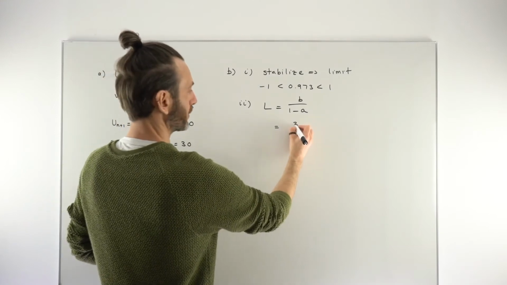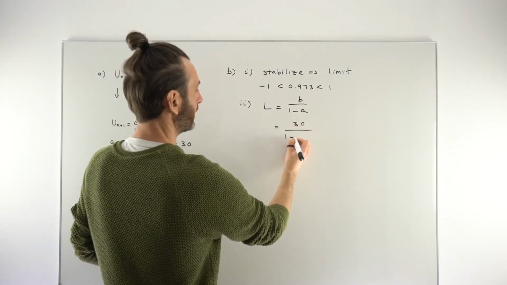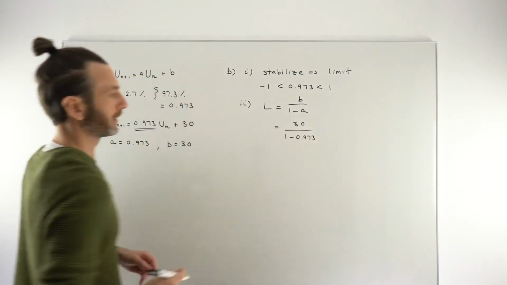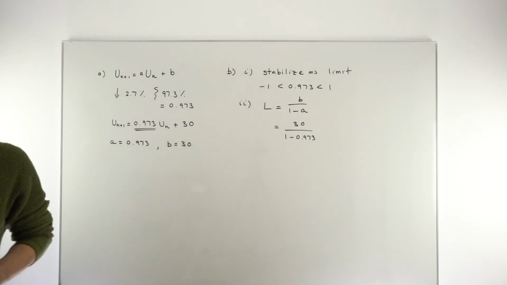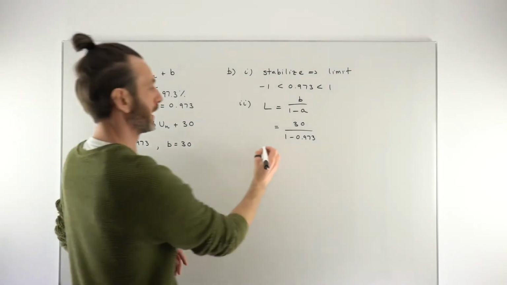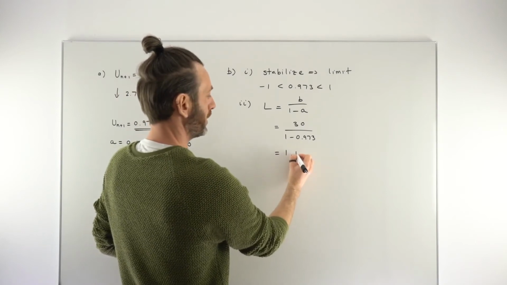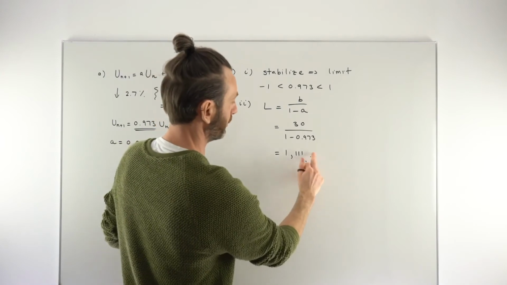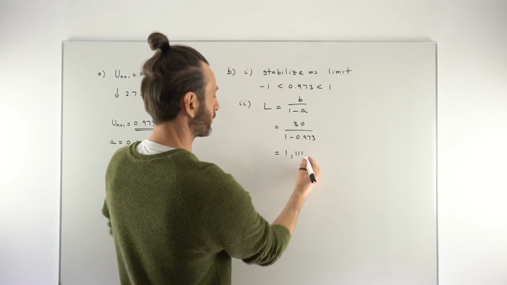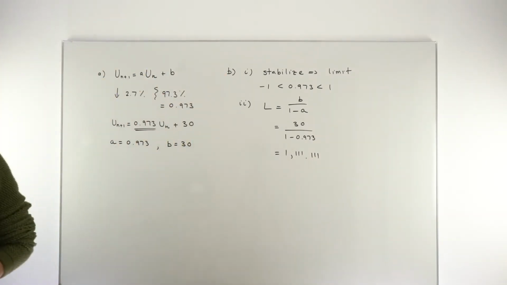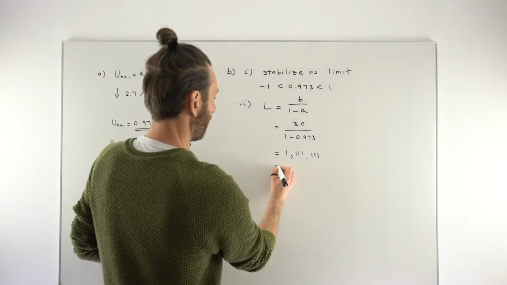So our b value is 30, 1 minus our a value, 0.973. Remember, these are calculator questions, or in this case, it's a calculator question. So if we plug that all in to the calculator, then we get quite a weird number. We get 1111.111. I messed that up, that should have been a point. I'll rub it out with my finger. So 0.111, like this. And then they're asking for this to the nearest 100. So that's just going to be 1100.